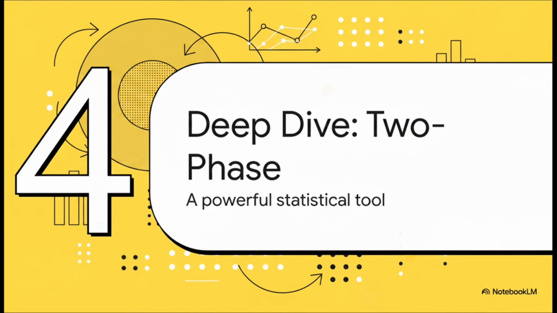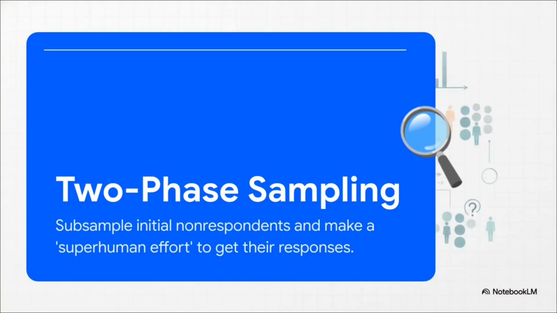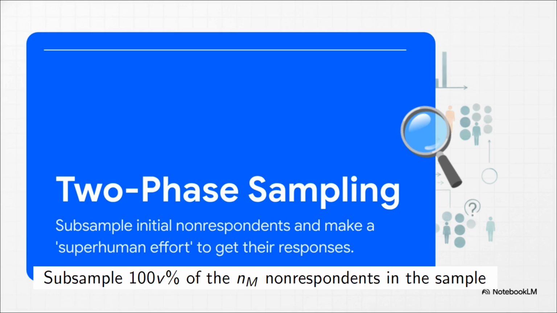It's called two-phase sampling, or sometimes you'll hear it called double sampling. So here's the logic. After your first attempt at the survey, you've got your 2 groups, respondents and non-respondents. Instead of just giving up on the non-respondents, you treat them like a brand new population. Then you take a random sample from that group and you throw everything you've got at them, your best interviewers, more money, whatever it takes. The goal is to get a small but hopefully representative sample of that silent group.